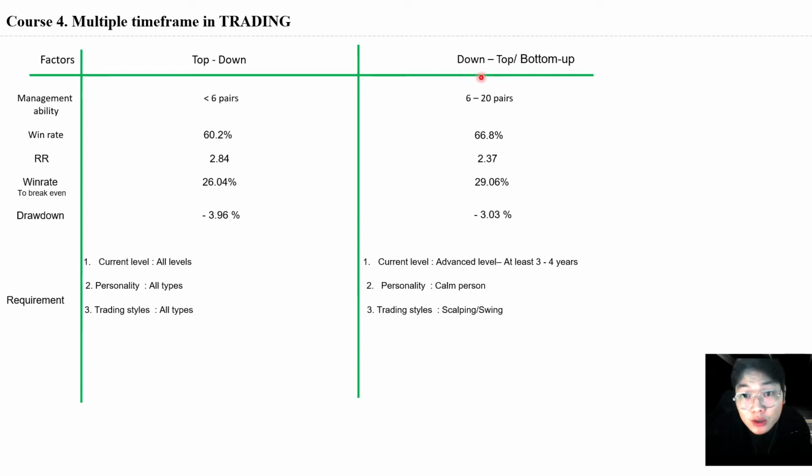And for the top-down at this time is minus 3.03%. And the last one, also the important one, is the requirement to apply the trading methods.